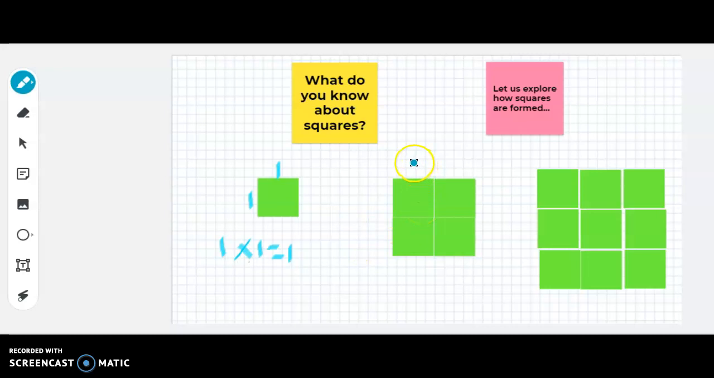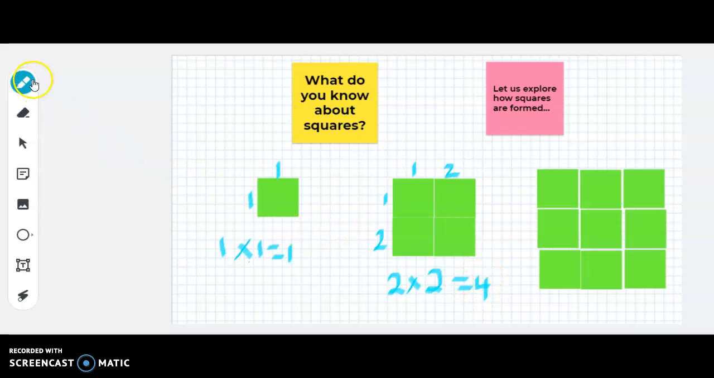This one I'll see 1, 2, and also 1. This one is also 1, 2. How many are there? 1, 2, 3, 4. So we'll say 2 times 2 equals 4.